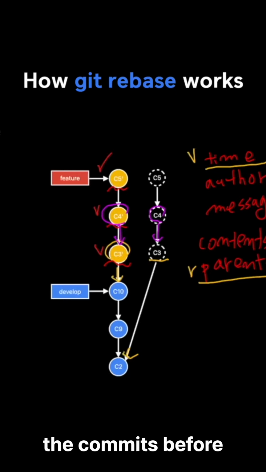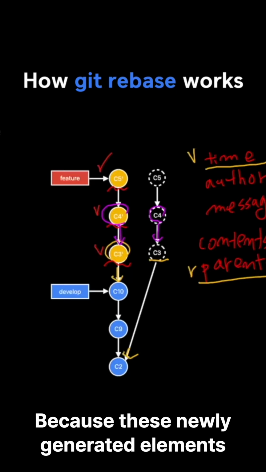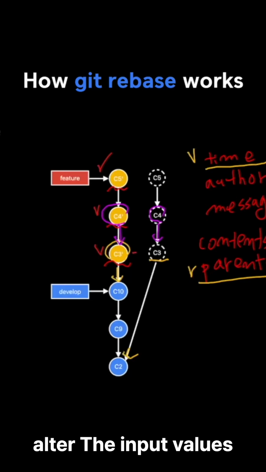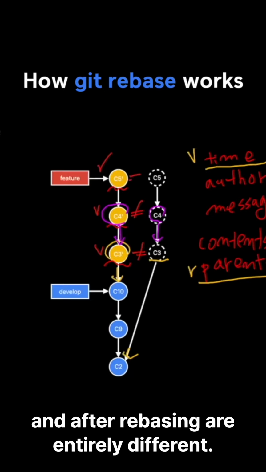The commits before and after rebasing are entirely different because these newly generated elements alter the input values used to create the commit's hash.